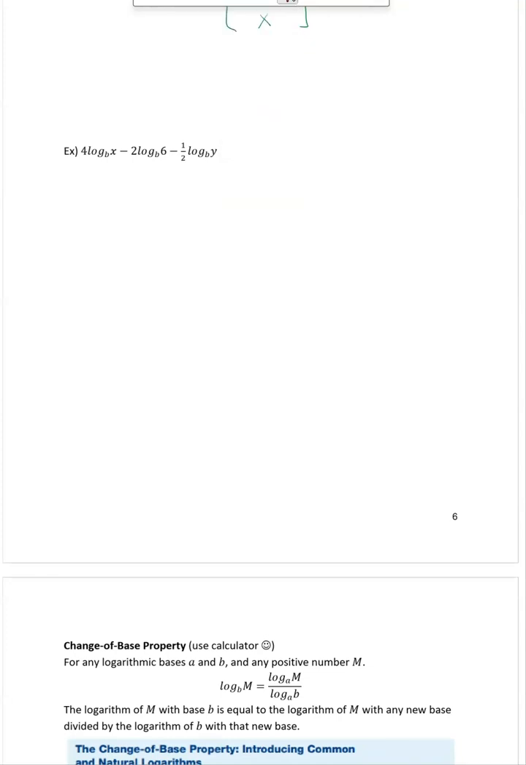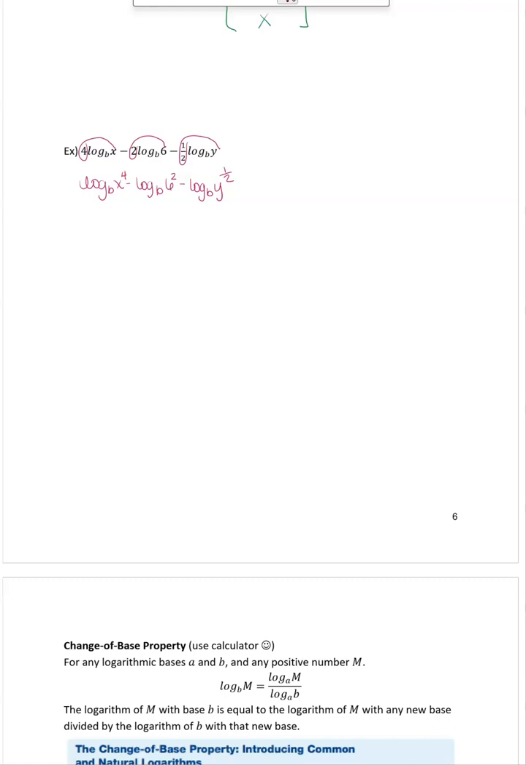Okay. So, like you already know now, the first thing that we move is our powers. So that is going to give us log b x minus log b 6 minus log b y squared. Ooh, there's a squared here and a 4 here. Sorry, I just completely forgot my powers. Okay, log b x raised to the 4th minus log b 6 squared minus log b y to the 1/2 power.